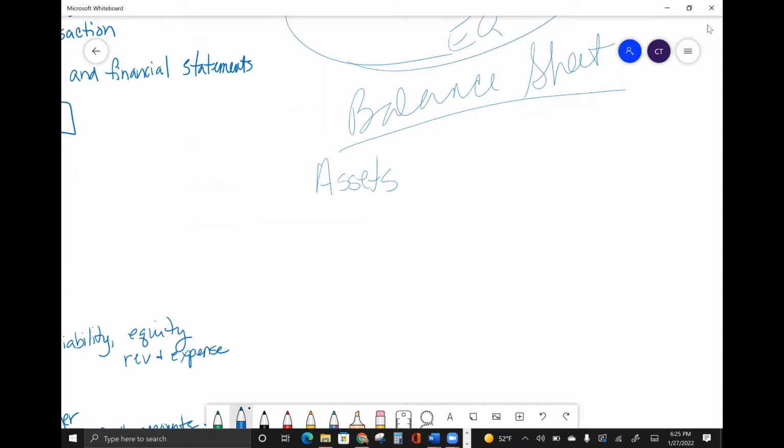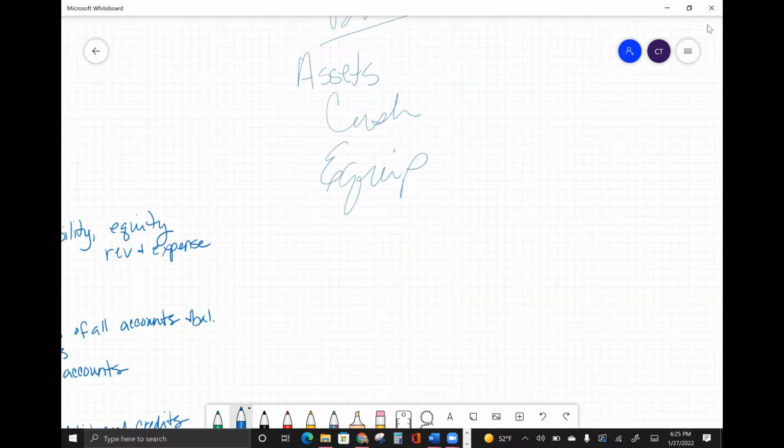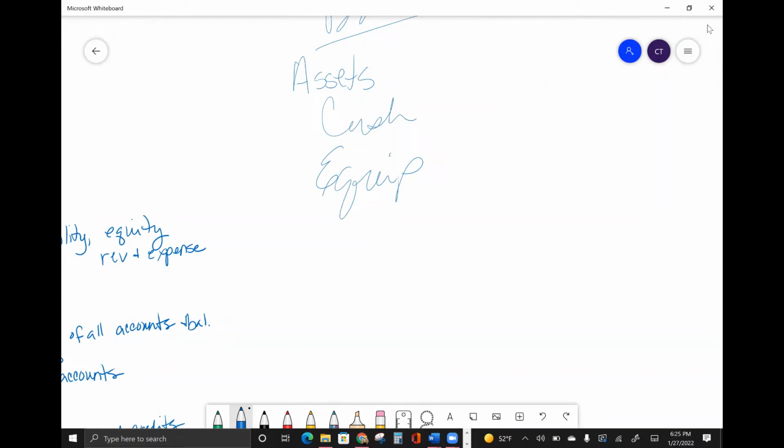Cash. So we have cash. We may have equipment. Anything that's going to be useful for me in the future, right? That's going to produce some sort of gain. If I have equipment, I'm going to be able to use that to produce my products, then I can sell them. If I have cash, I can obviously buy things with that cash. It's bringing me some sort of gain in the future. So we have lots of assets.